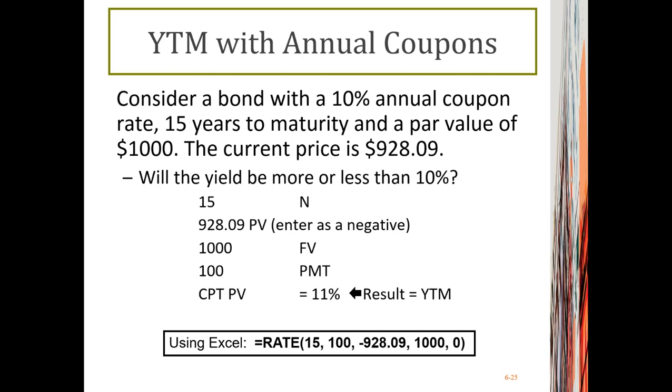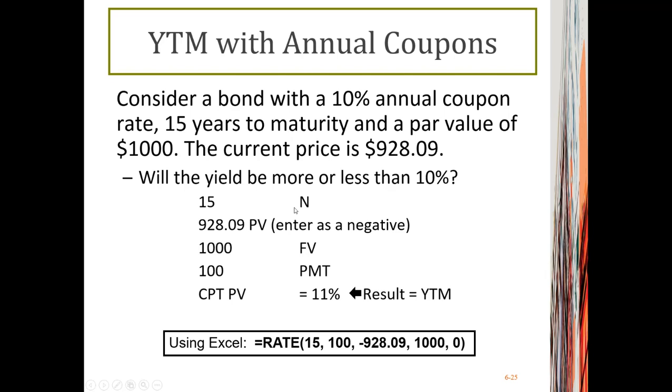Now, let's consider a bond with a 10% annual coupon rate, 15 years to maturity, and a par value of $1,000. The current price is $928.09. And here you have four inputs. The first one is the number of years, 15, and the second is PV, 928. The third one is FV, and the fourth one is coupon payment: 10% times 1,000 gives you a $100 coupon payment. With your knowledge of those four factors, the calculator can calculate yield to maturity automatically.